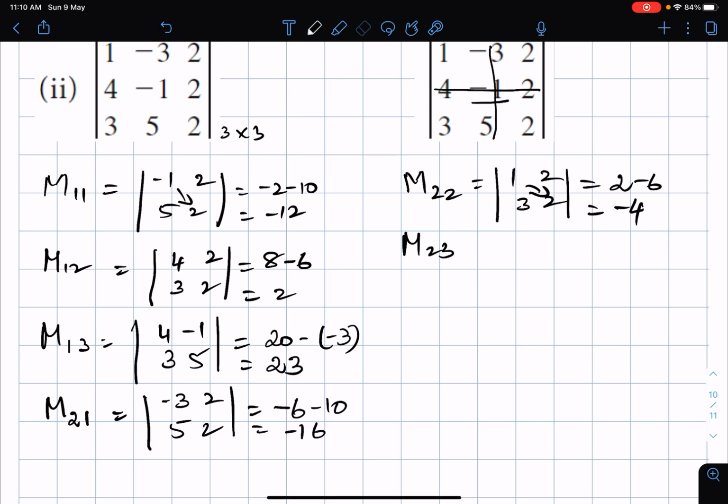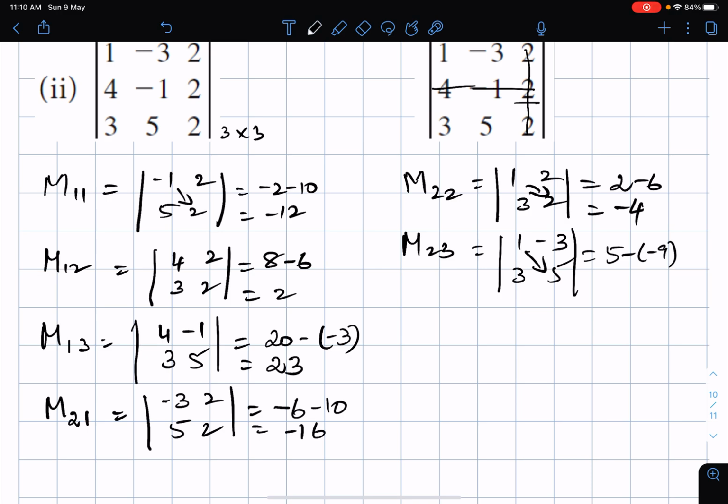M23. M23 refers to the last element of the second row. The last column and second row get cancelled. So the remaining are 1, minus 3, 3, 5. When you multiply, it gives us 5 minus of minus 9. That is going to be plus 14. Now the second row is completed. Now we are going to come to the third row.